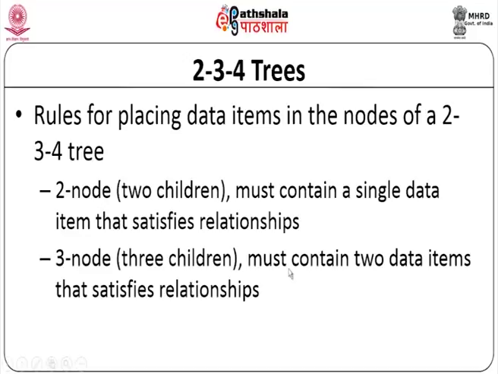If you have 3 children, the node must contain 2 data items, and must satisfy the relationship. If you have 4 child nodes, then it must contain 3 data items and it must satisfy the relationships.